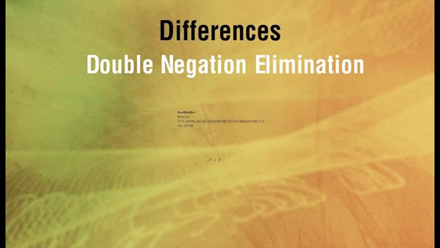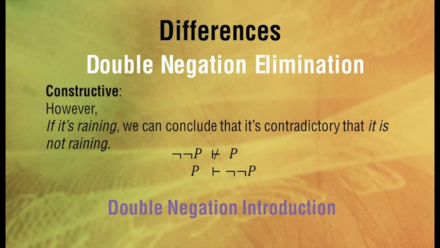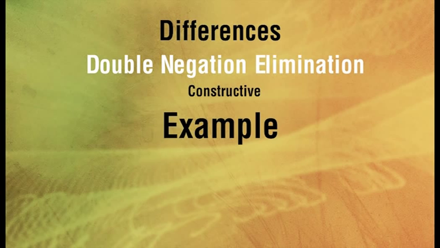However, if I have the proof that it is raining, by experiencing rain itself, I can conclude otherwise, which is that it is not the case that it's not raining. This is also called the double negation introduction, which the intuitionist accepts. Let's look at another example to understand why intuitionists reject the double negation elimination.